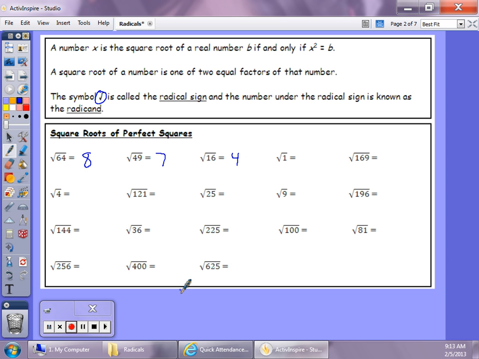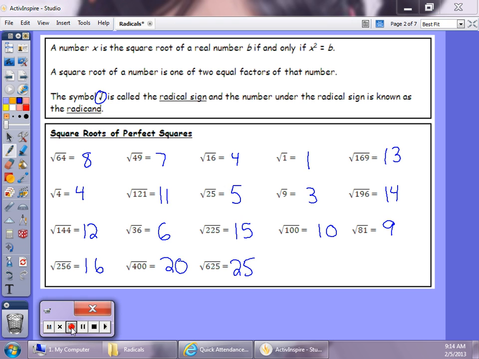So at this time, stop the video, work through the rest of the perfect squares, and when you're ready to see the answer, start the video again. So how'd you do? If you have any questions on the square root of perfect squares, go ahead and stop the video again, re-look at the question, and make sure you know how to answer it. If not, come in tomorrow with any questions and I can help you.